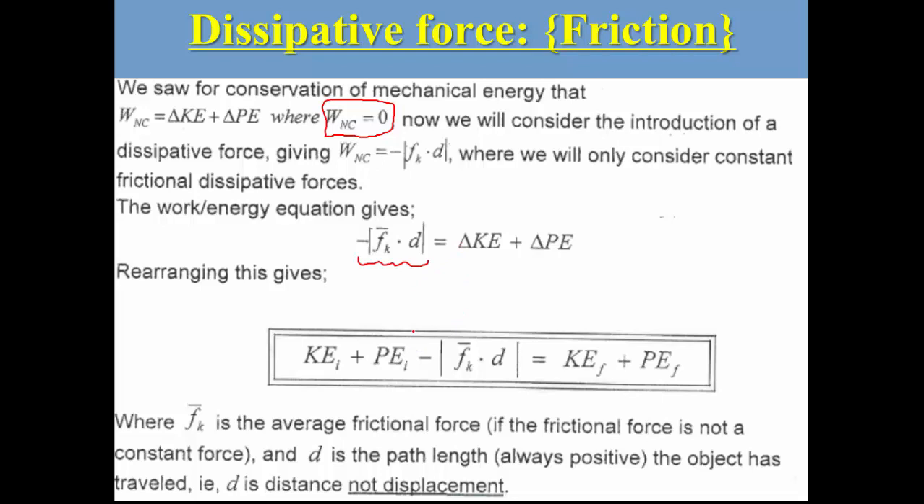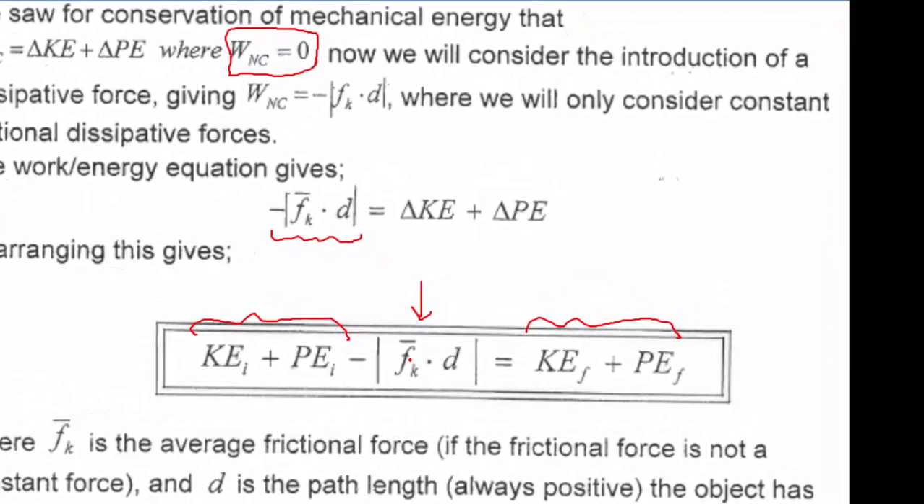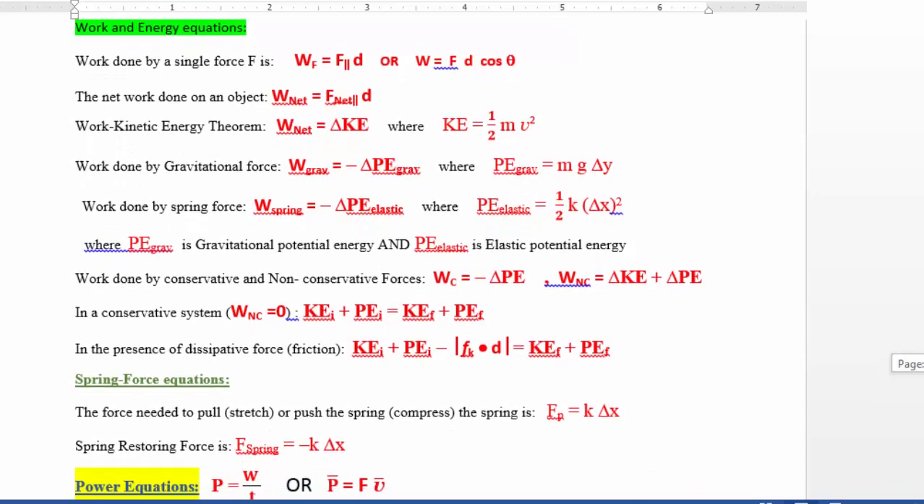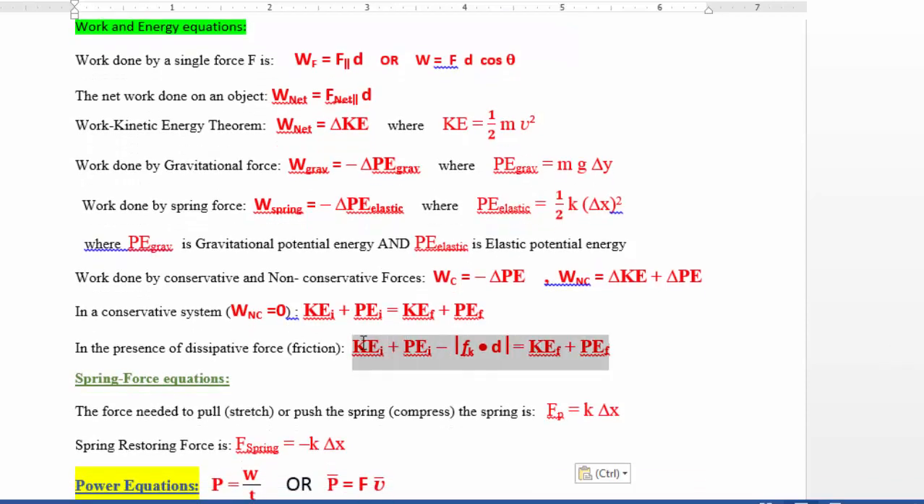Again, if we rearrange the equation, we'll see that the total mechanical energy initially is bigger than the total mechanical energy after a certain time t, and that's because of the energy dissipated by the work done by the friction. Now we can go ahead and add our new equation to the list of work and energy related equations. This new equation is only limited to the presence of a dissipative force such as friction.